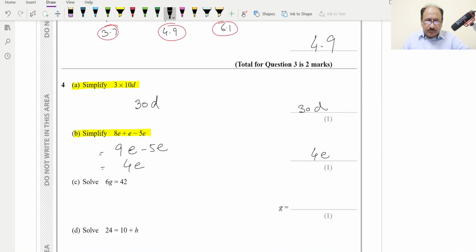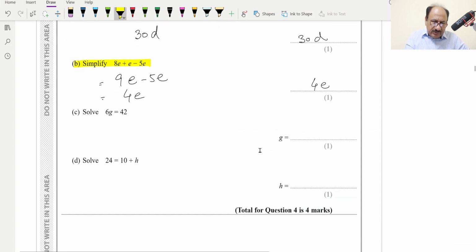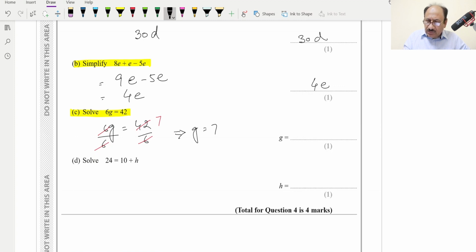Hopefully you understood this part as well. Now we can move to the next question, which is C part. Next part, C, solve 6g is equal to 42. So this implies 6g is equal to 42, so we can divide both sides by 6 and we can cancel this 6, and this will be 7. So our g value is equal to 7, so we can write the answer as 7.